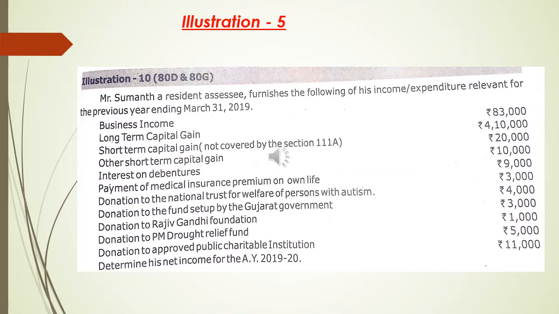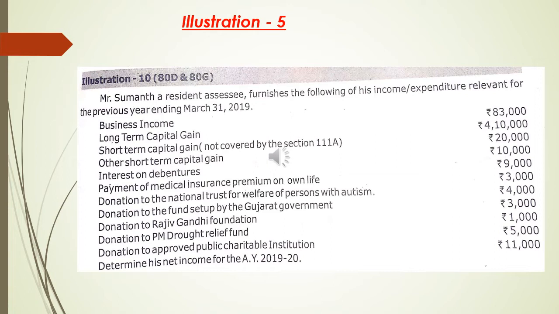Look at this question. Mr. Sumant, a resident, furnishes the following information, and we are supposed to find out what is his total taxable income or net income. He is giving us business income, long-term capital gains, short-term capital gains not covered by the section 111A. Not covered under section 111A means there is no security transaction tax. That means this STCG can be added to gross total income.